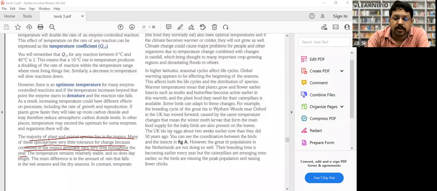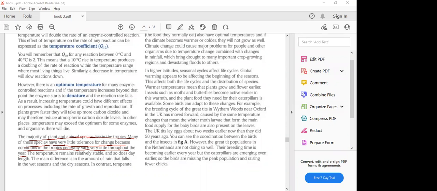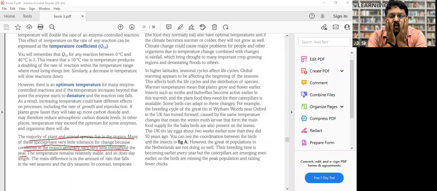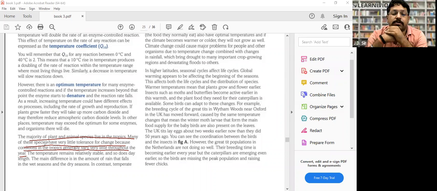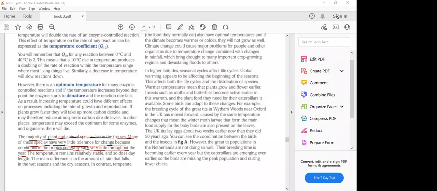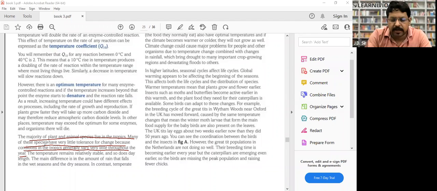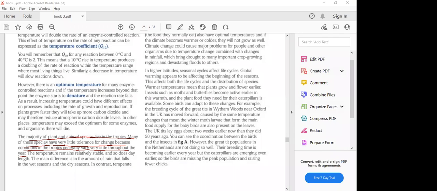So can you tell me what the tropical areas are? How would you define the tropical area on the earth? The one around the equator. Right, right. 23.5 degrees north of the equator and 23.5 degrees south of the equator. Got it? That is called the tropical area.